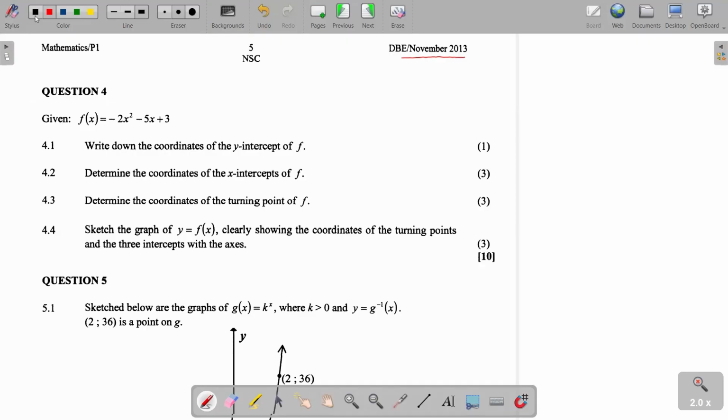So we are on question 4. We are given that f(x) is equal to minus 2x squared minus 5x plus 3, then we go to question 4.1.